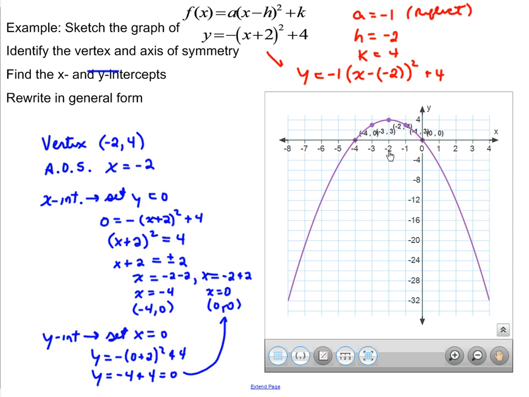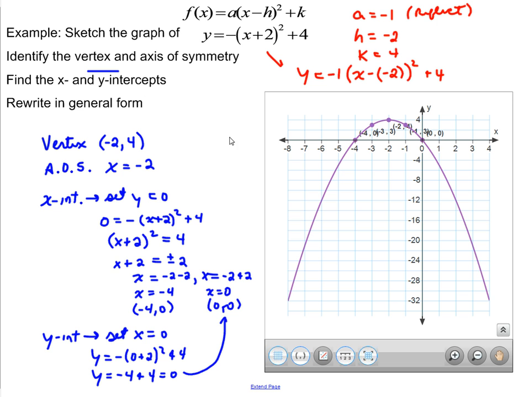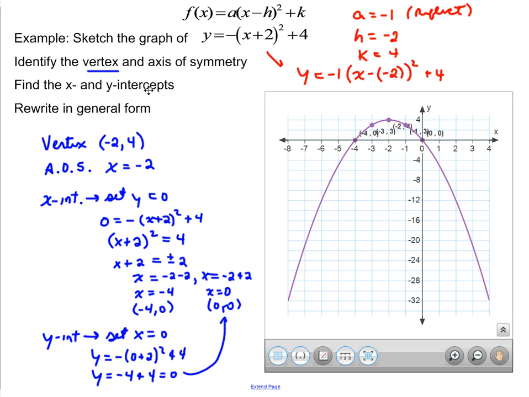Our axis of symmetry along the line x equals negative 2. X-intercepts at negative 4, 0 and 0, 0. The y-intercept is also at the point 0, 0. And our graph generally opens downward due to that negative in front of the function. Okay, so you can see that this form is actually really useful for all these things that we want to do. So the next question in our next video might be how we get there in the first place.